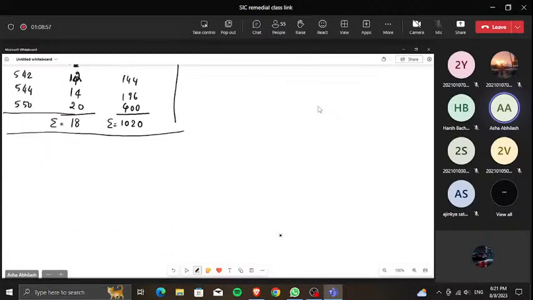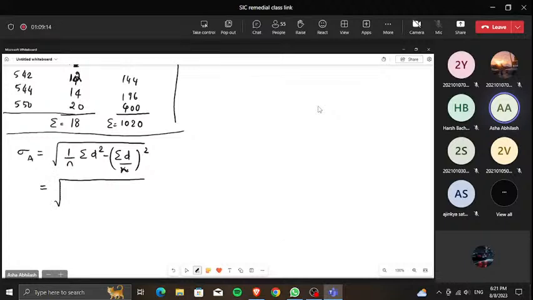So the formula for finding sigma A is equal to root of 1 by n summation d square minus summation d by n whole square. What is the total number we have considered here? What is your n here? 10. Now, summation d square is equal to 1020 minus summation d is equal to 18 divided by n, which is 10, whole square. Quickly find this value.